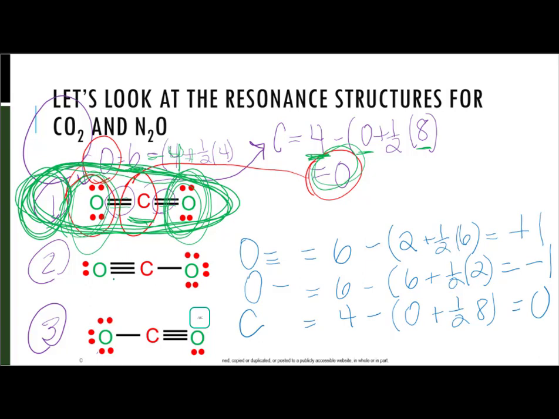Notice that I could have a triple bond on the left. This oxygen on the left still has 1, 2, 3, 4, 5, 6, 7, 8. There are still 8 electrons that this oxygen has. It's happy. This oxygen on the right still has 2, 4, 6 in lone pairs, plus a single is 8. And this carbon has a single bond and a triple bond, so it has 8. And then number 3 is just the flip-flop of that.